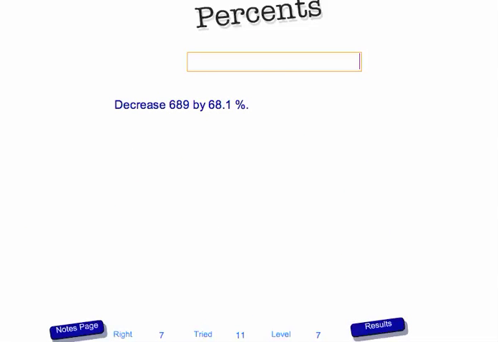Well, that's about it. So there's a whole bunch of examples, there's the notes, and enjoy percent increase and percent decrease.